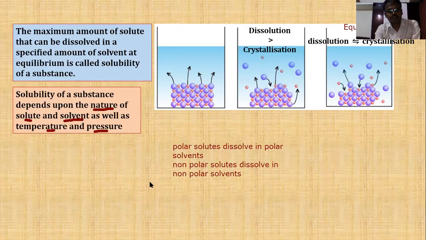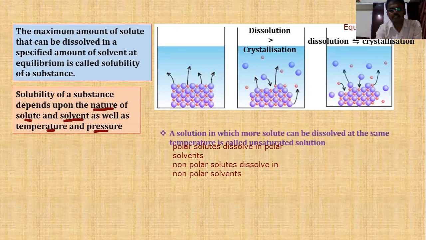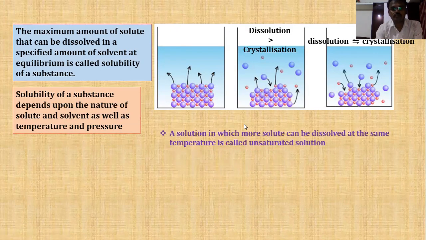And depending on this solubility, we have three different types of solutions. One is saturated solution, the other one is unsaturated, the other one is supersaturated solution. First one, a solution in which more solute can be dissolved at the same temperature is called unsaturated solution.